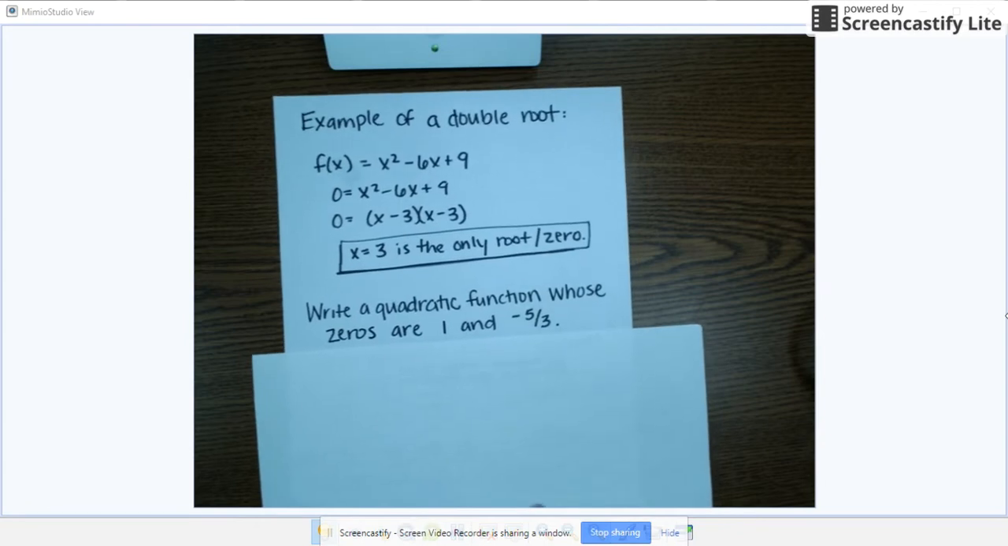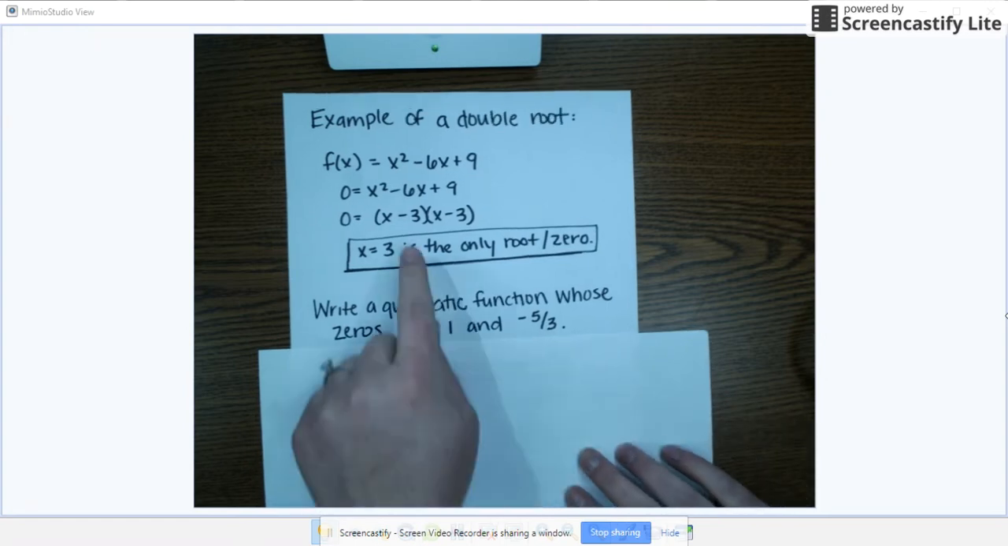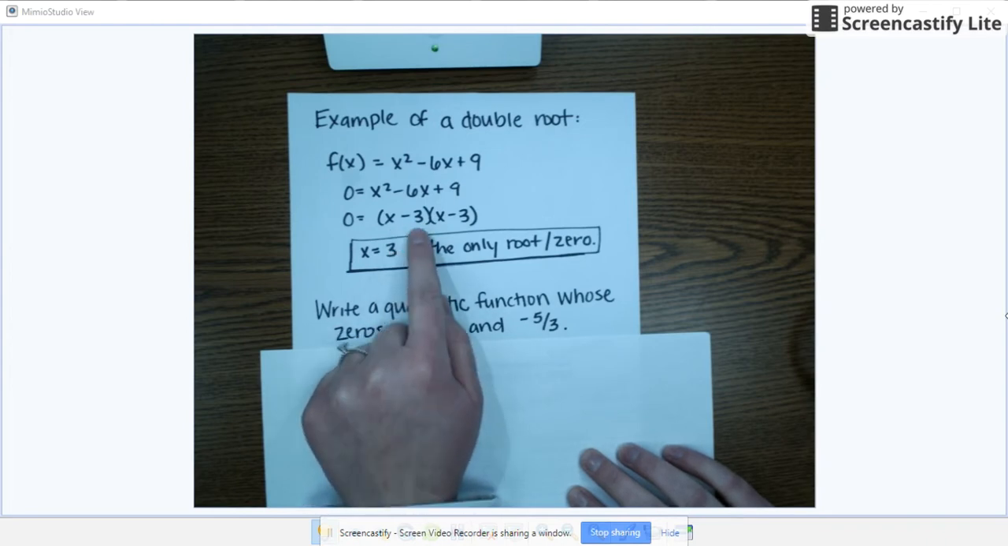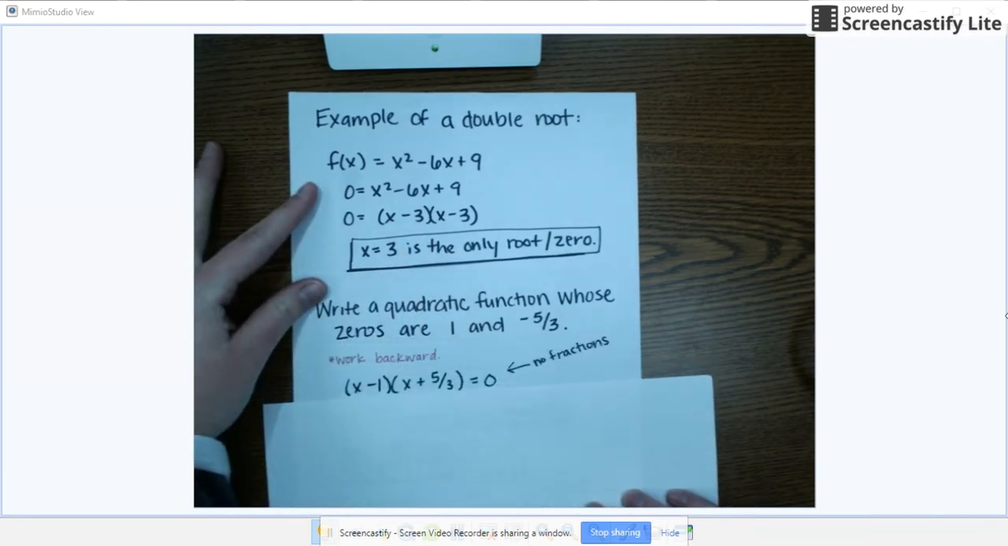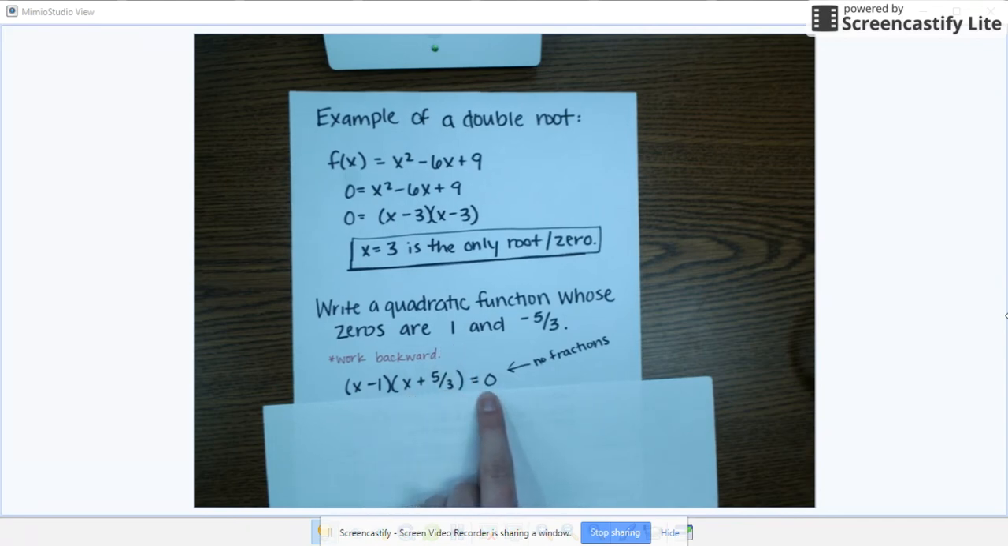Last example here, we're going to kind of reverse the steps. We're going to take two zeros or two roots, and we're going to write a quadratic function from that. So notice back here in this example, our parentheses said x minus 3, and our root was a positive 3. Remember, your sign will always be opposite. So coming down here, we are going to take x and put a minus 1, since that's the opposite sign of our root. And then x plus 5/3. And again, that's set equal to 0.